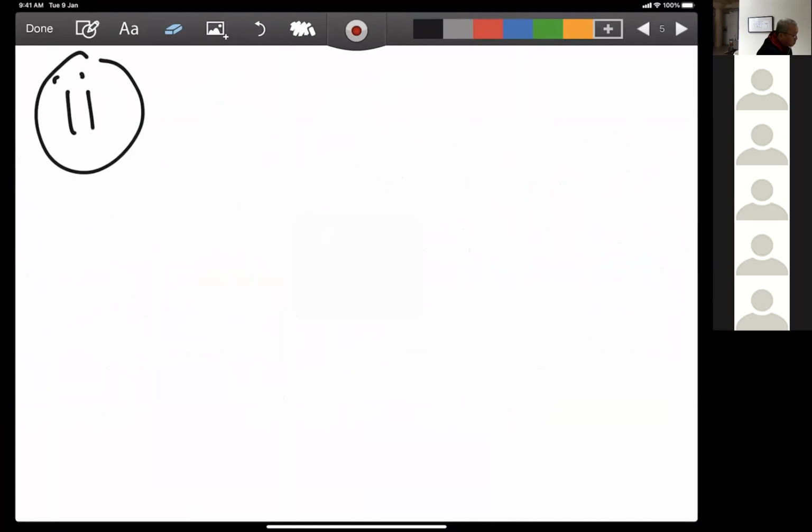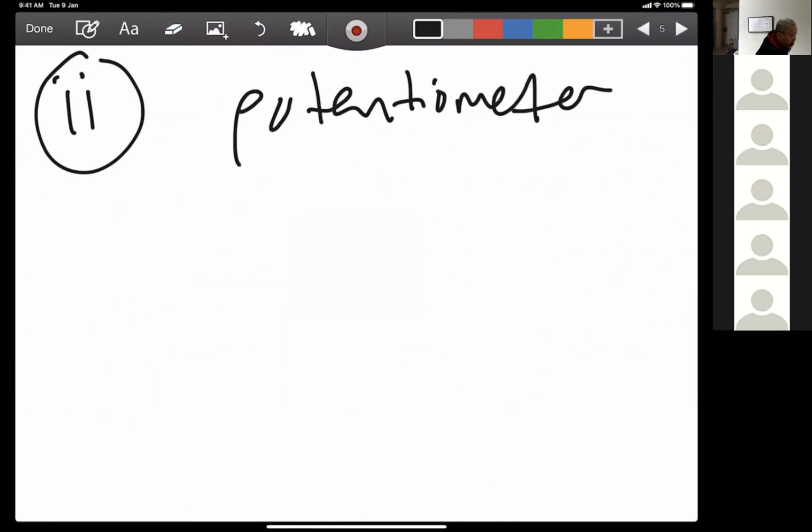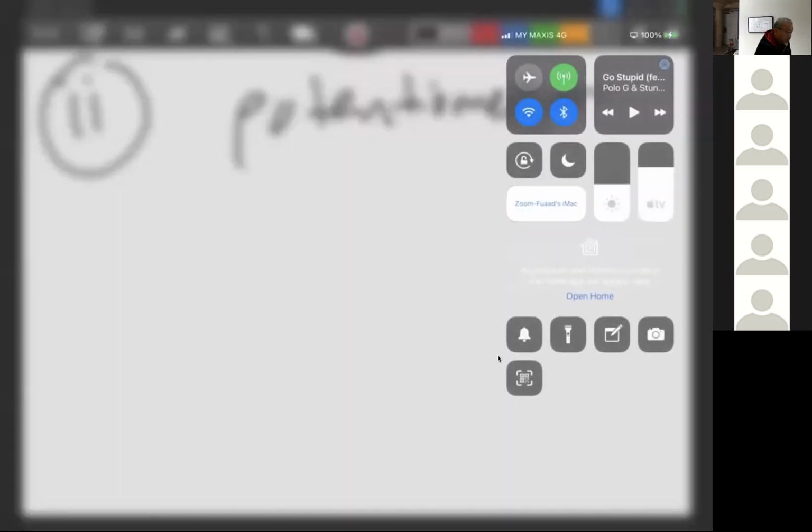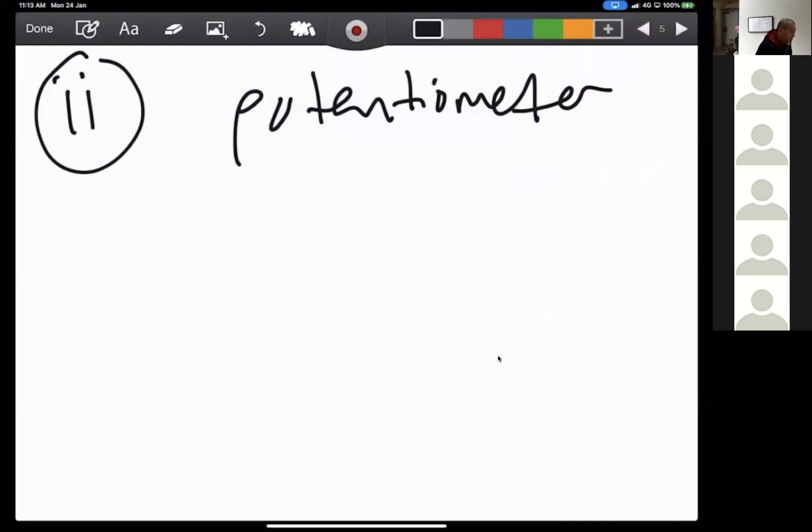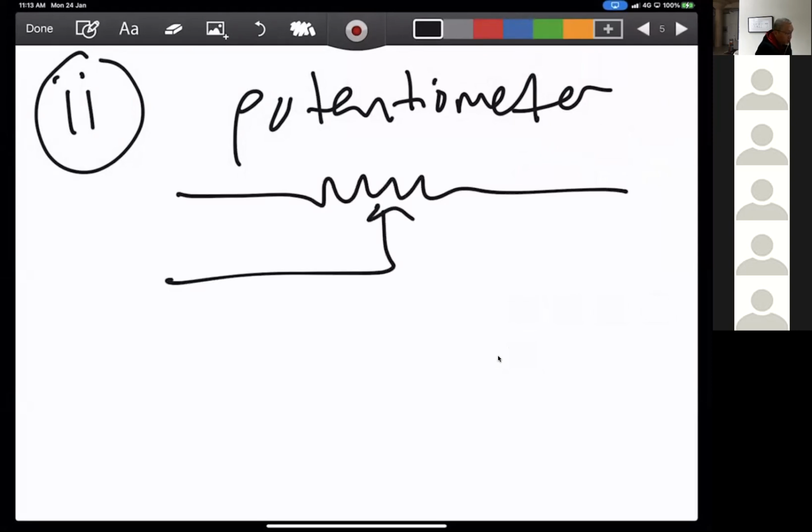Potentiometer. Okay, potentiometer. Tahu tak potentiometer? Easy. Variable resistor, or encoder.